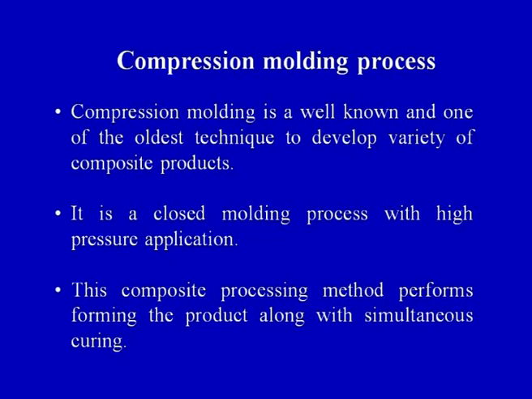But in compression molding, as you see on your screen in point number 2, it is a closed molding process and it applies high pressure. The pressure is applied on the raw material which has to be made into the final product. This composite processing method performs forming the product along with simultaneous curing. So, here the curing also takes place simultaneously.